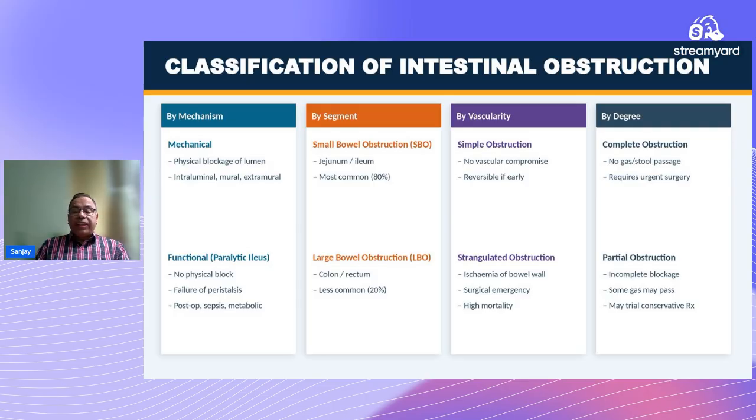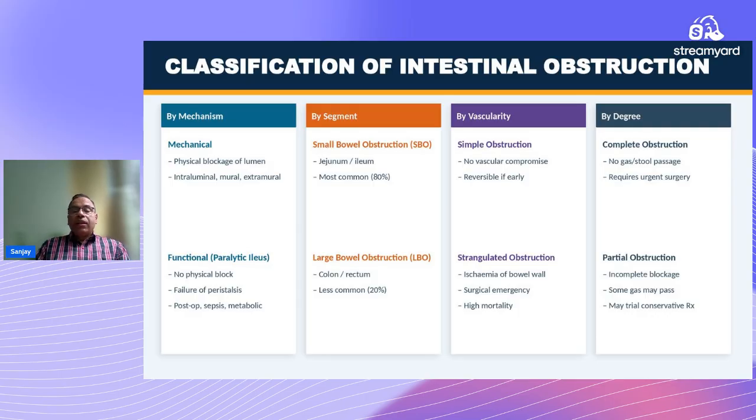That means once you treat the underlying cause of intestinal obstruction, the patient can recover very quickly without any sequelae, morbidity, and mortality. On the other hand, we have a strangulated obstruction where obviously the blood supply is compromised, leading to ischemia of the bowel wall, and this can also lead to perforation of the gut. Now, this is a surgical emergency. And we have already seen that if there's a strangulation, the mortality can go right up to 25%. So this is another way of classifying, depending on whether it's complicated by diminished vascular supply or not.